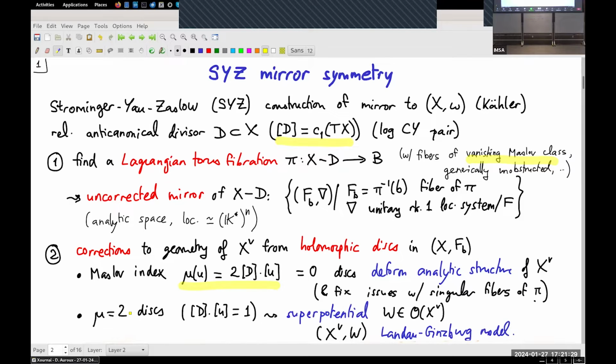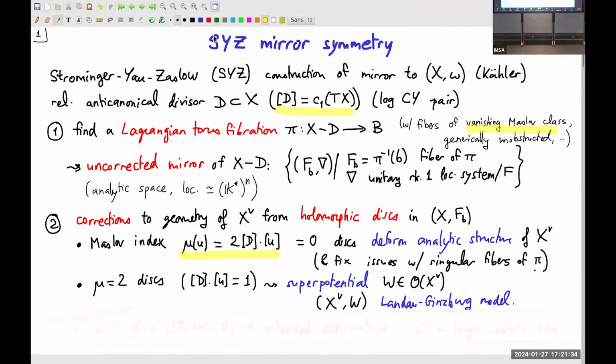So the other thing that's well known is that Maslov 2 disks, the ones that intersect the divisor D just once, are going to contribute something we call the superpotential, which will be a regular function on the mirror. And that will make the mirror a Landau-Ginzburg model.